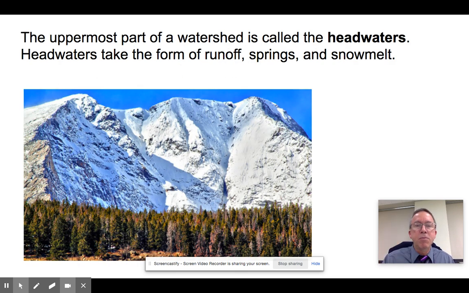So at the uppermost part of a watershed, we call it the headwaters, and the headwaters tend to be on ridge lines. And in alpine areas, there's often snow in the wintertime, so there's snow melt that takes place up there. But we'll get runoff from rain, we'll get springs and snow melt. That basically is where the water first comes from. Now, that's where it starts its downhill journey.